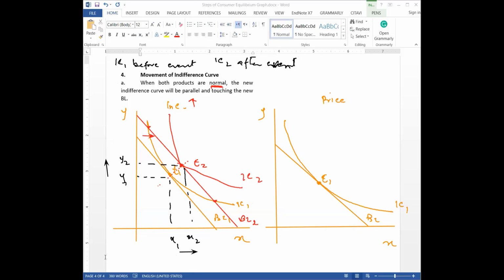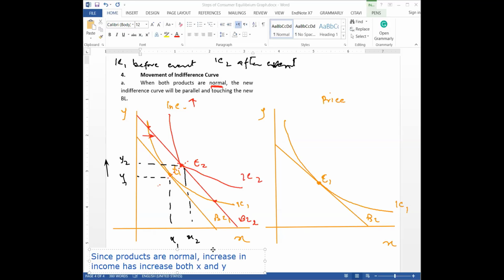So I will include below it that since products are normal, increase in income has increased both X and Y. So my graph is telling me that both of them have increased, and this is because both are normal. So similarly, let me draw the other case.